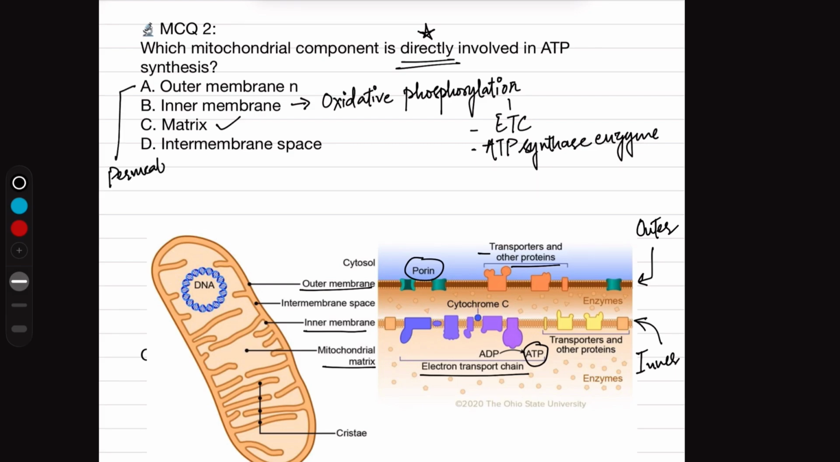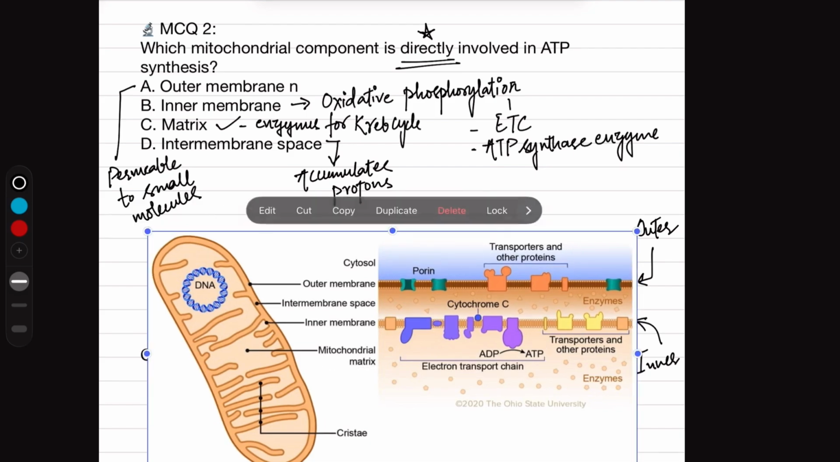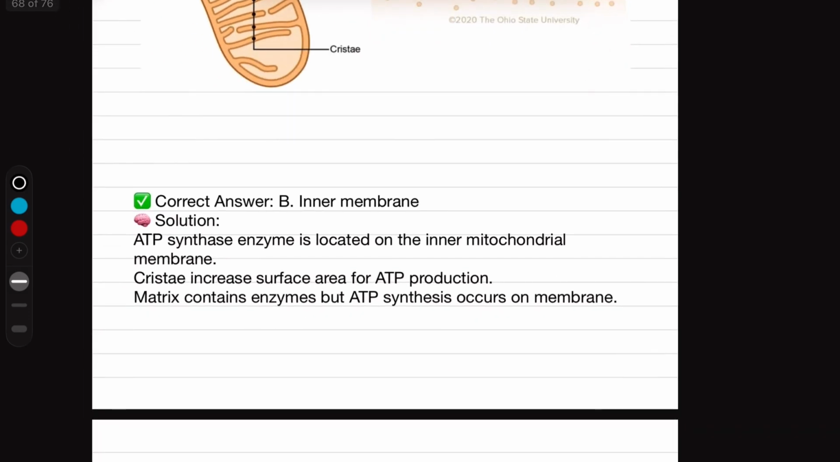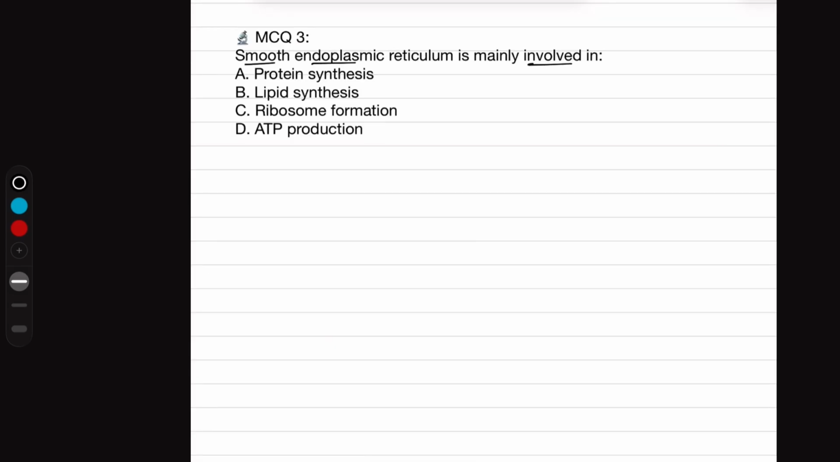Matrix is not the answer because it has just enzymes. The outer membrane, because of porins and transporters, is permeable to small molecules, while the intermembrane space accumulates protons, right? The space present between inner and outer membrane is the intermembrane space. Here protons get accumulated, while the matrix has enzymes for the Krebs cycle. So our correct answer will be the inner membrane, where ATP synthase enzyme is present. Also, cristae aid in ATP synthesis. It is not a direct involvement, it is an indirect involvement, where cristae increase surface area for ATP production.